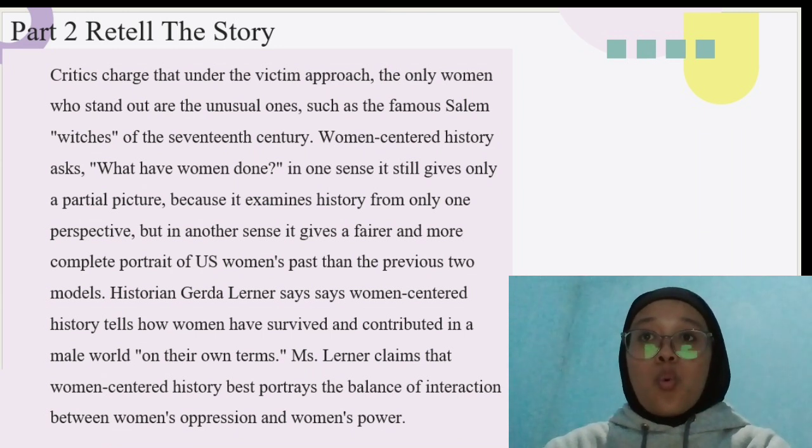Woman-centered history asks, what have women done? In one sense, it still gives only a partial picture, because it examines history from only one perspective, but in another sense, it gives a fairer and a more complete portrait of U.S. women's past than the previous two models. Historian Gerda Lerner says woman-centered history tells how women have survived and contributed in a male world on their own terms. Ms. Lerner claims that woman-centered history best portrays the balance of the interaction between women's oppression and women's power.